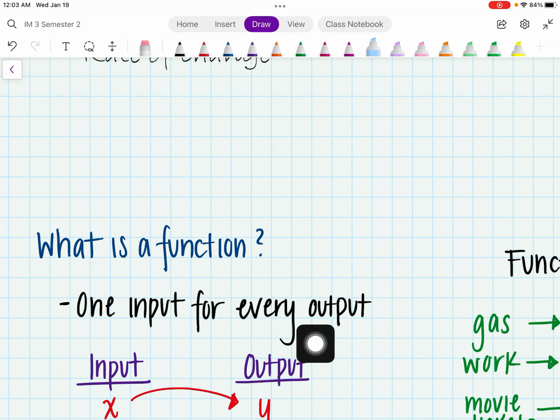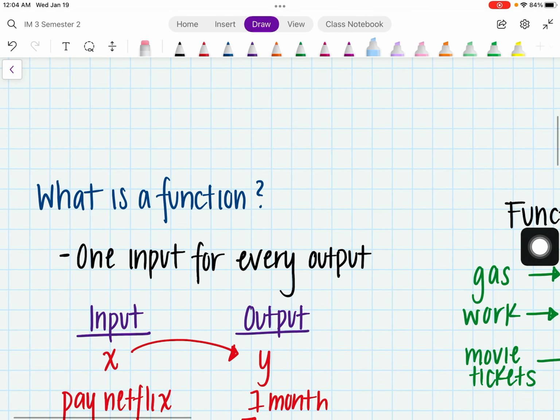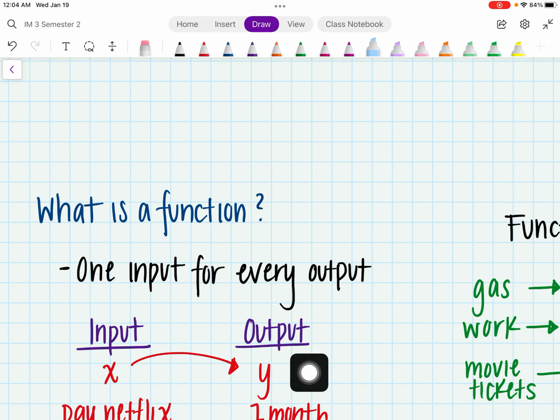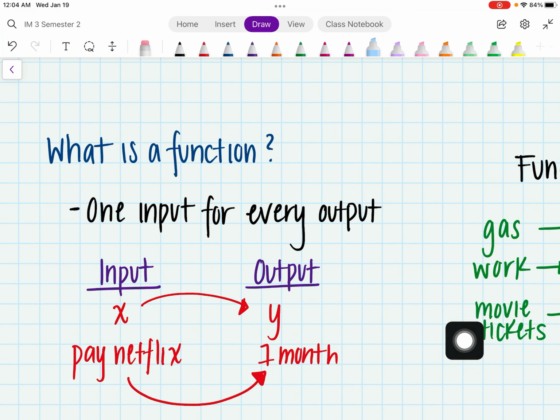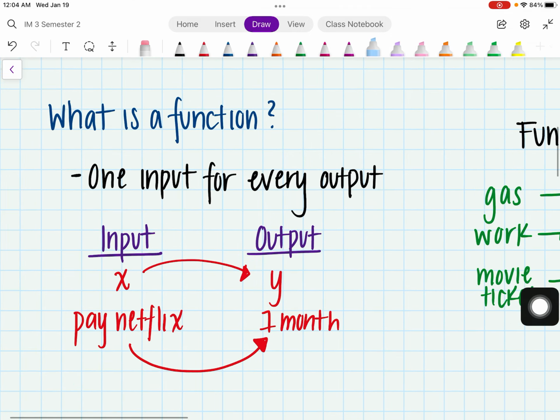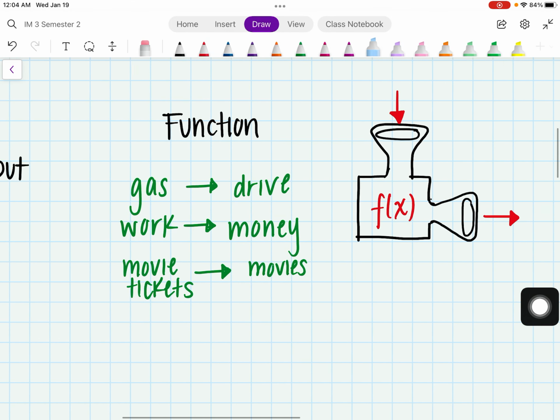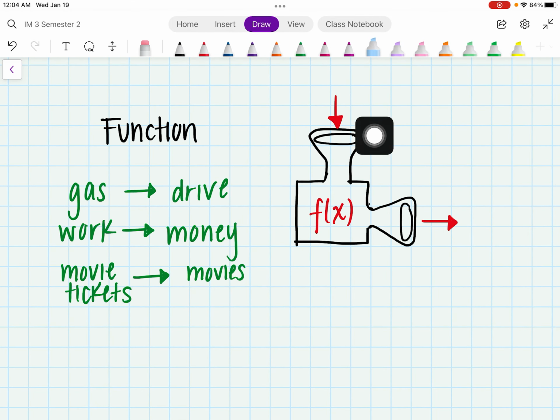So let's go ahead and get started here with what is a function. In this case, guys, whenever we're talking about a function, we're talking about one output for every input. So in linear equations, what they're telling you is that for every x, there's only one y. A real life example would be if you pay Netflix, then you get a month free. Or not a month free, but just 1 month, right?